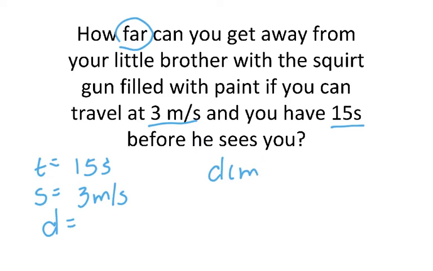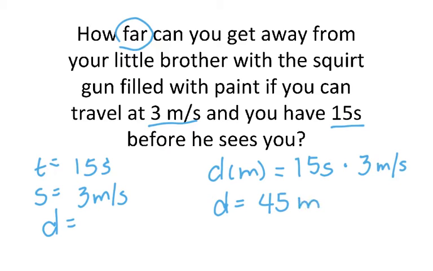So distance in meters equals the time in seconds multiplied by the speed, which is in meters per second. So you would be able to get 45 meters away from your brother in 15 seconds if the rate you were moving at was 3 meters per second. If you drew this on a number line, at 1 second you would be 3 meters away, at 2 seconds you would be 6 meters away, and so on and so on.